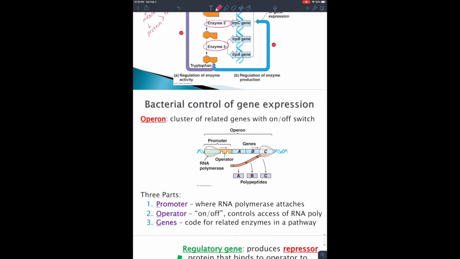So when I talk about operon, the cluster of related genes with on and off switches, and these would be all the enzymes for a particular pathway. All enzymes in a pathway.